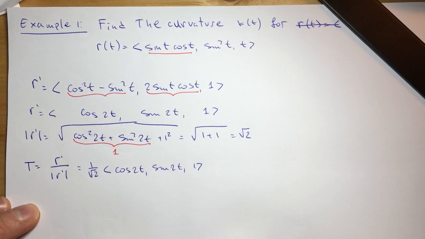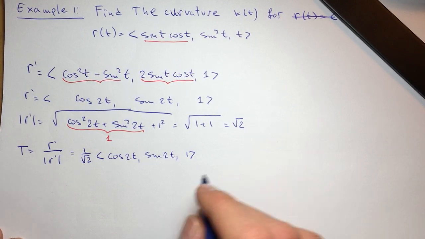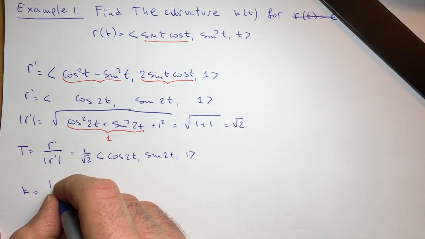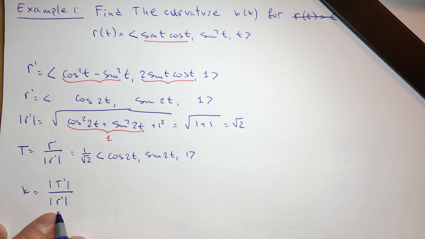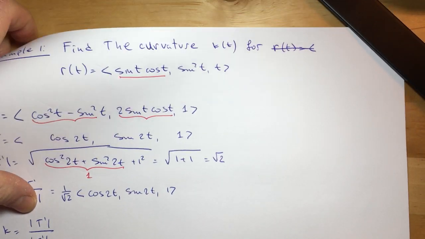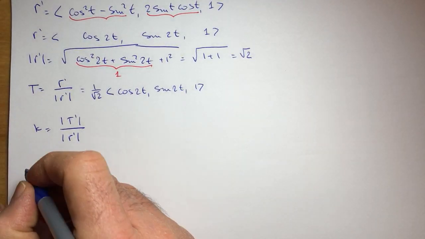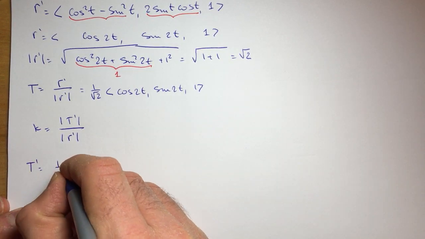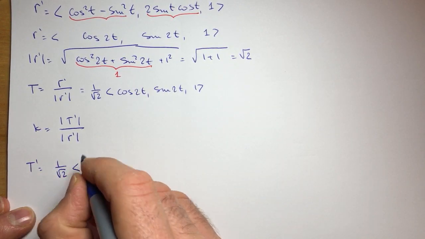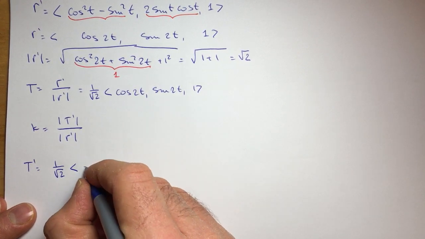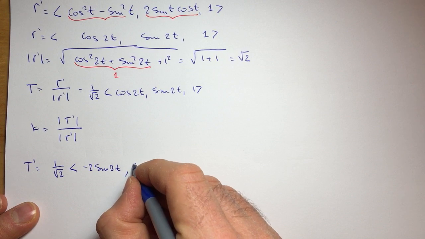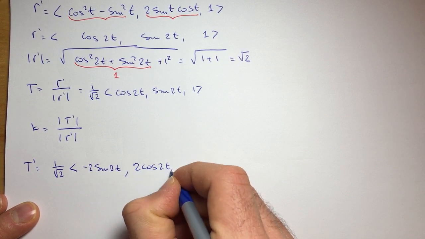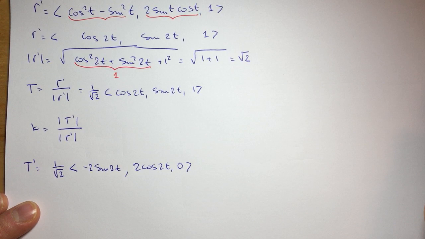Okay, again, what was the definition of the curvature? K is equal to the magnitude of T prime over the magnitude of r prime. I already have the magnitude of r prime, that means that I have to find T prime and find its magnitude. So T prime is equal to, the constant stays outside, derivative of cosine of 2t is negative 2 sine of 2t, derivative of sine of 2t is 2 times cosine of 2t, derivative of 1 is 0.